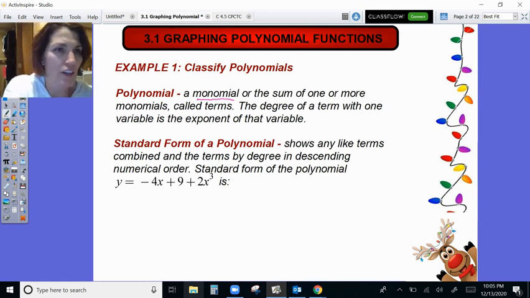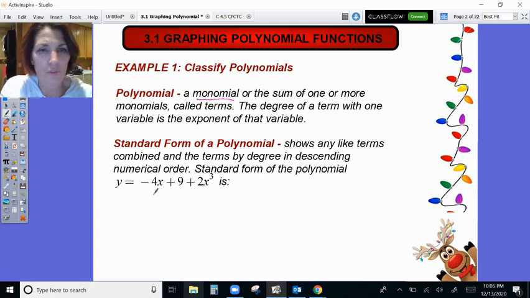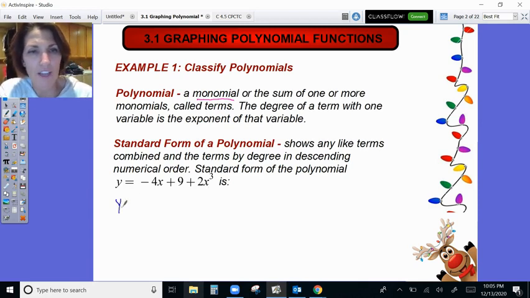So on this one right here, for my standard form, first of all, always see that we have combined like terms, which we have. Then I'm going to put my highest degree first, so 2x cubed. My next one is going to be minus 4x, and always keep your signs with it. And then my last term will be my 9. This is always referred to as my constant term.